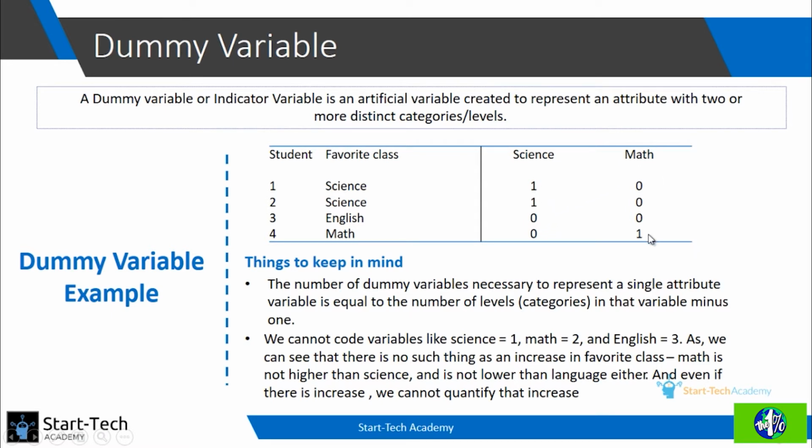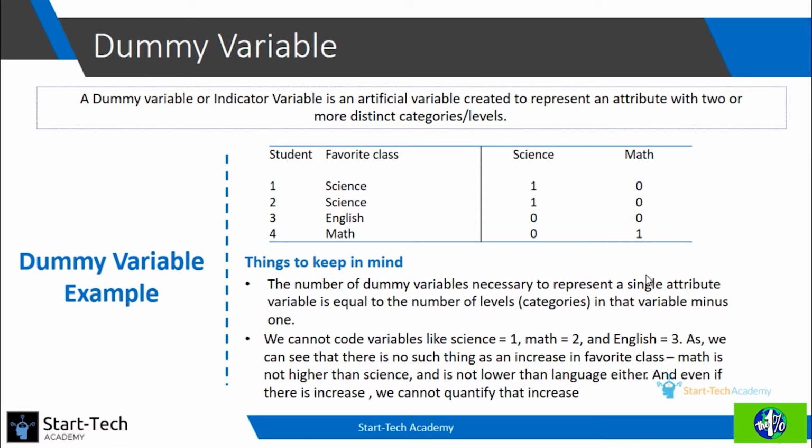Math has a value of 1 if the subject is math, else it has a value of 0. So the fourth row has 1 in the maths column and all the other rows have 0. This means if both are 0, then the subject is English. So the third row has both 0, which is representing the third subject. Clearly, these zeros and ones are representing each category of the favorite class variable.